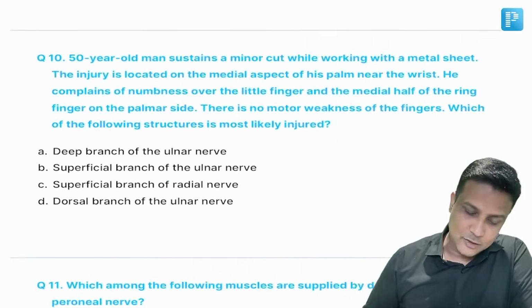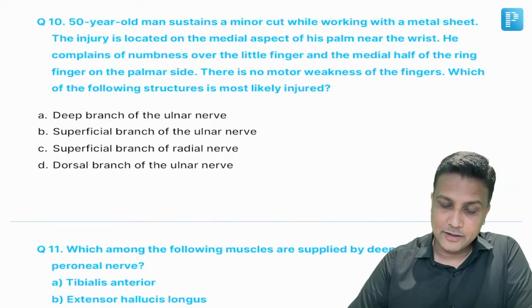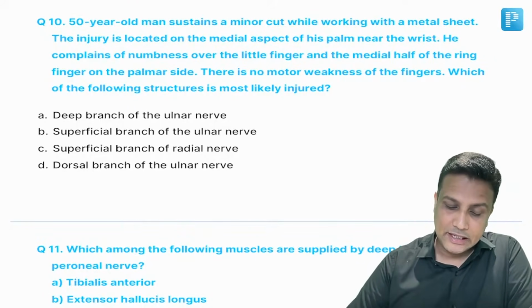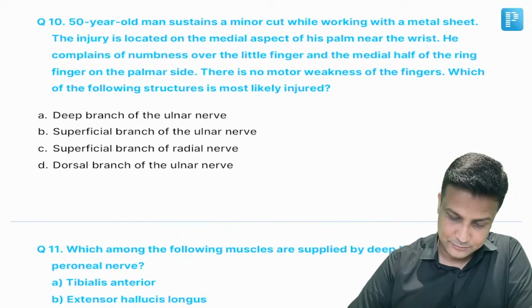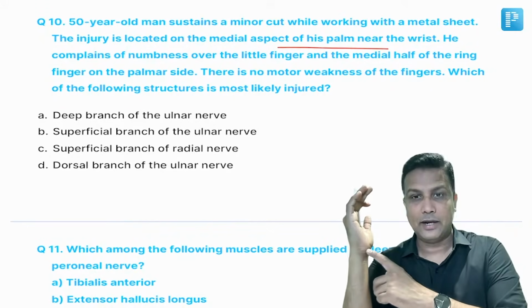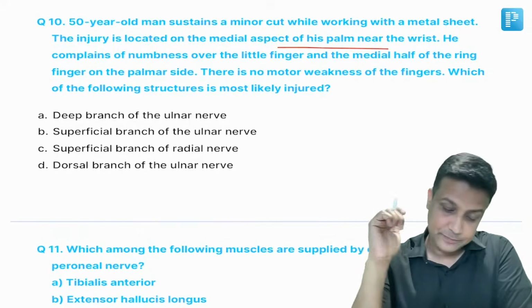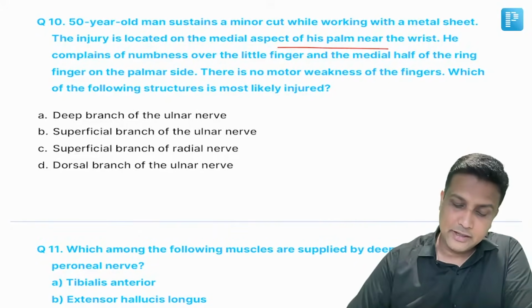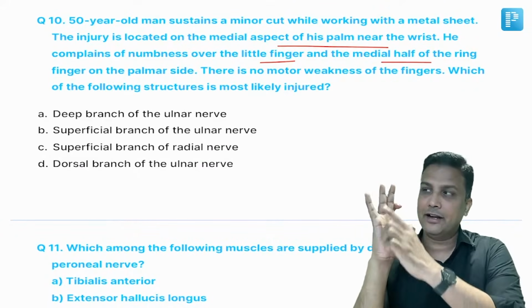Now moving ahead with the next question. A 50-year-old man sustains a minor cut while working with a metal sheet. The injury is located on the medial aspect of his palm near the wrist. Okay. So the injury is near the medial aspect of the palm and that too near the wrist, on the medial side, with a metal sheet. He complains of numbness over the little finger and half of the ring finger.